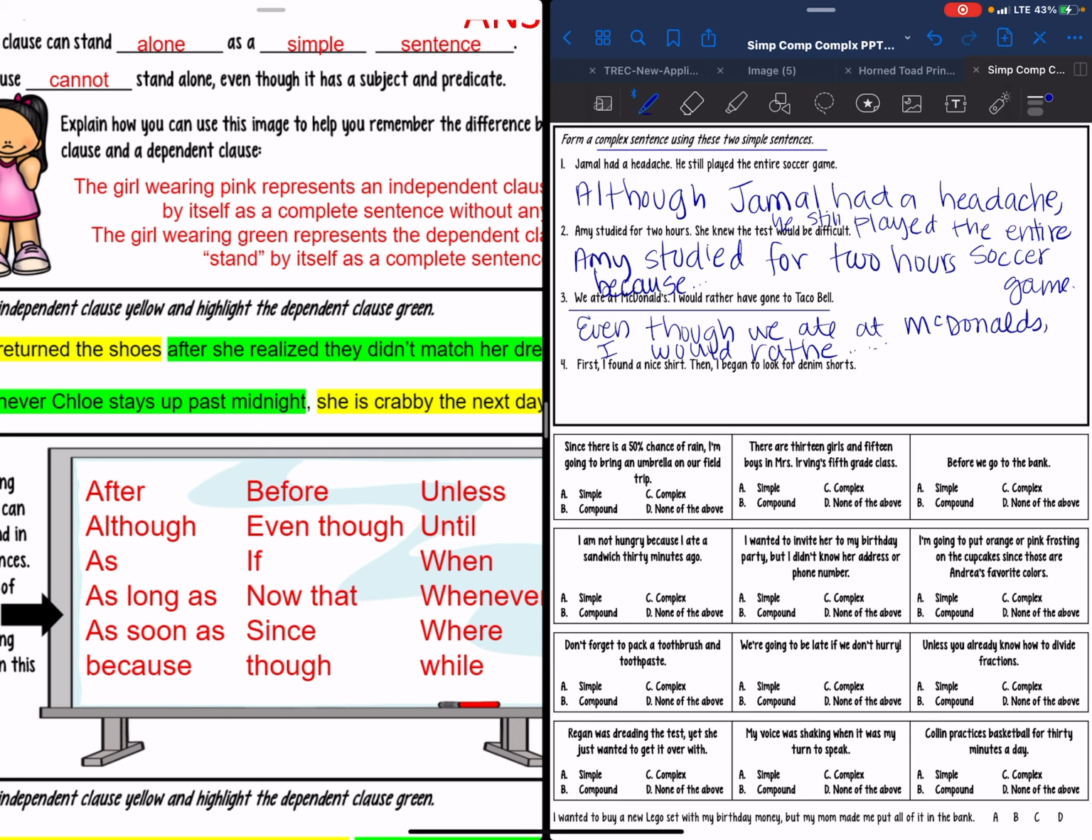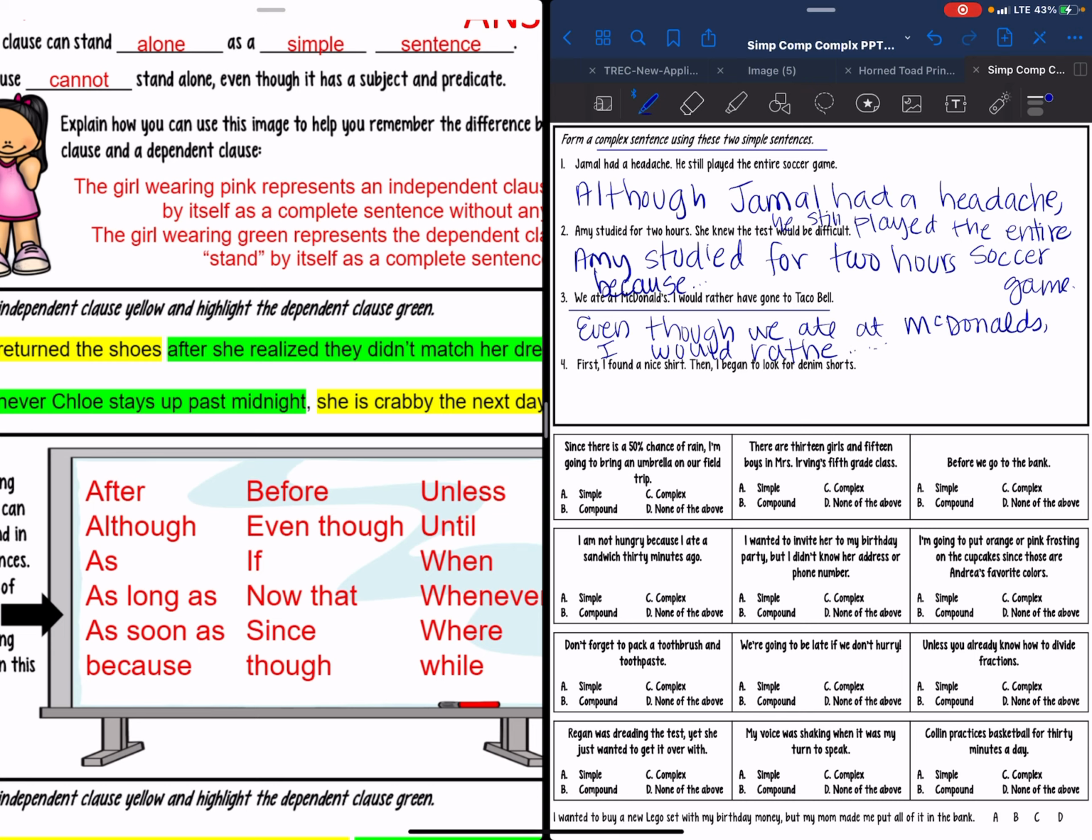First, I found a nice shirt. Then I began to look for denim shorts. So, first, I found a nice shirt. Then I began to look for denim shorts. First, I found a nice shirt. Then, so after then, although then, as then, as long as, as soon as.